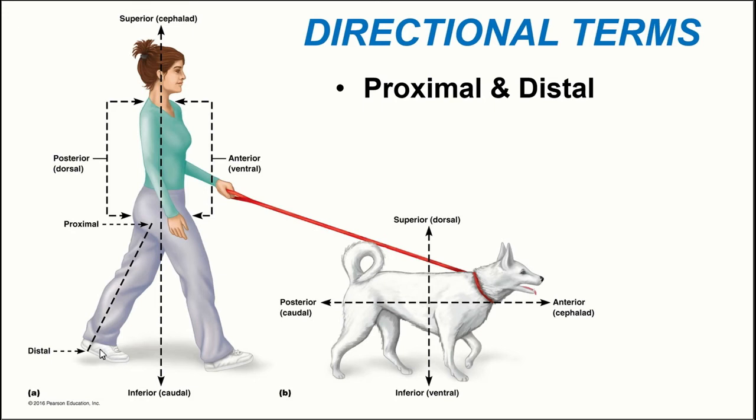With proximal and distal, you're always referring to two structures and whether they're proximal or distal with respect to one another. Distal is a position on a limb that is further from the shoulder or the hip. So in my same example with the lower limb, the ankle would be distal to the knee because the ankle is further away from the hip than the knee is.